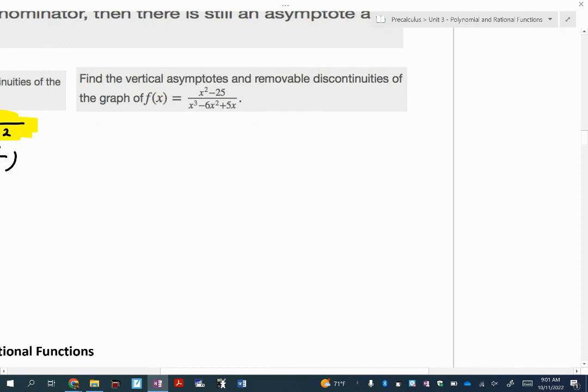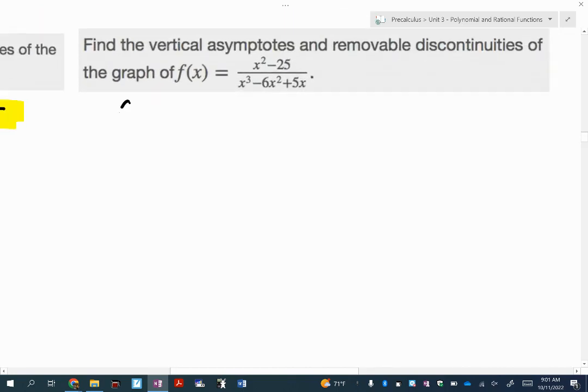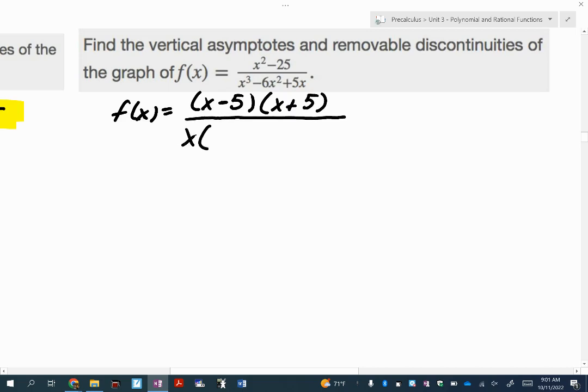Let's try this next one. All right, so a lot more factoring to do here. I'll go ahead and factor the top, which is the difference of two squares. So x minus 5 times x plus 5 all over. I'm going to factor out this x first, which gives me x squared minus 6x plus 5.